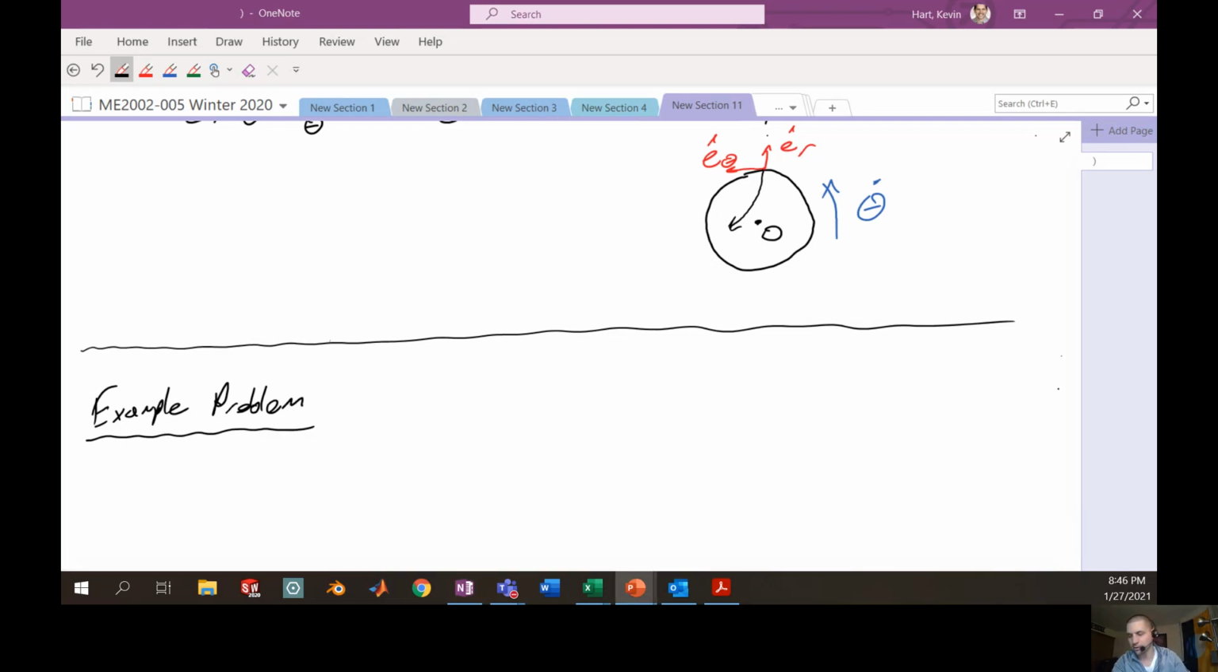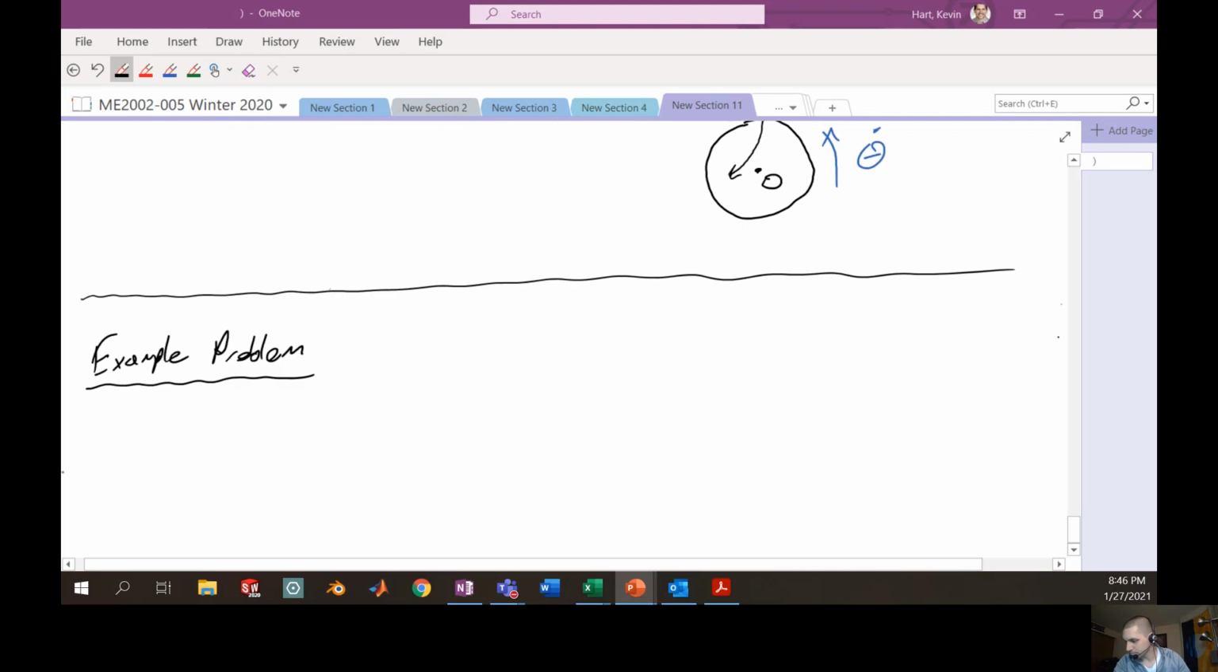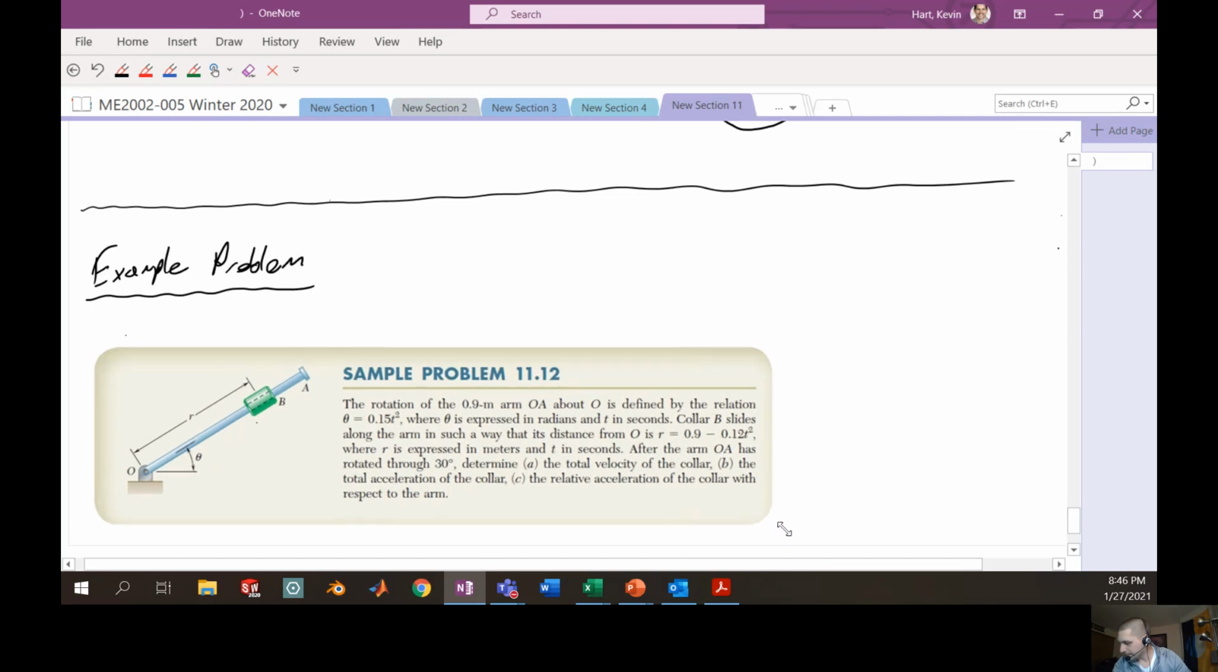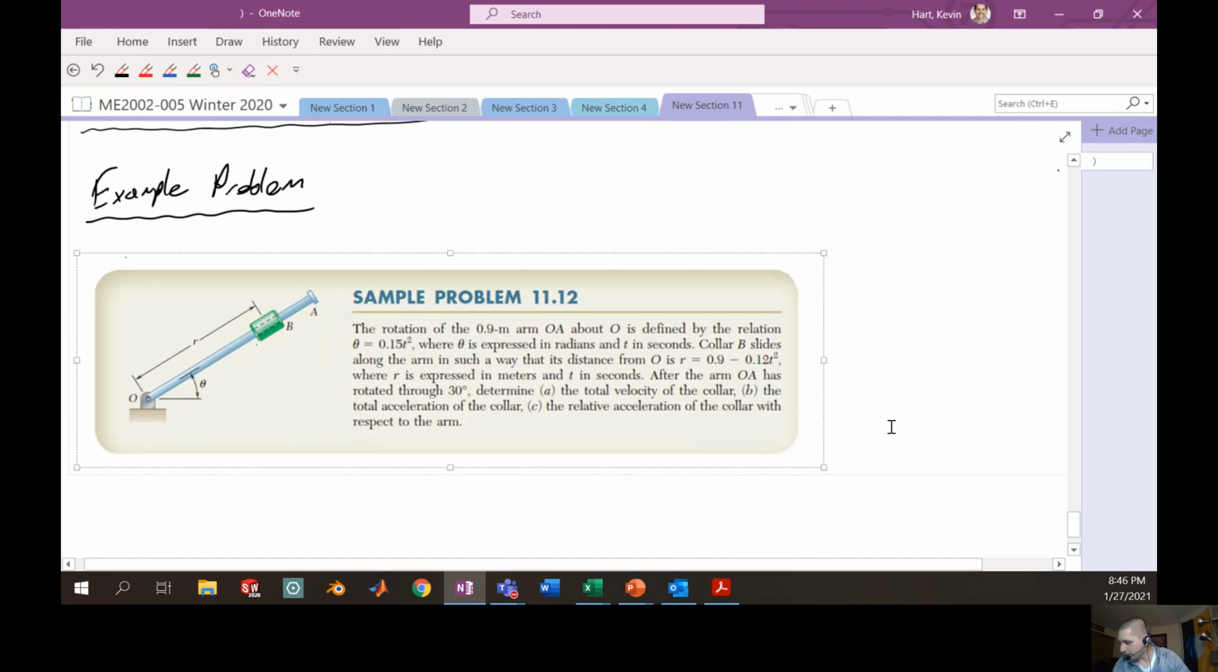And this is an example from the notes. See if I can blow this up a little bit for you guys. Okay. So here we have the rotation of this 0.9 meter arm about O. It's defined by the relationship theta is some function of time. So here's an angle theta that we're making with the horizontal.